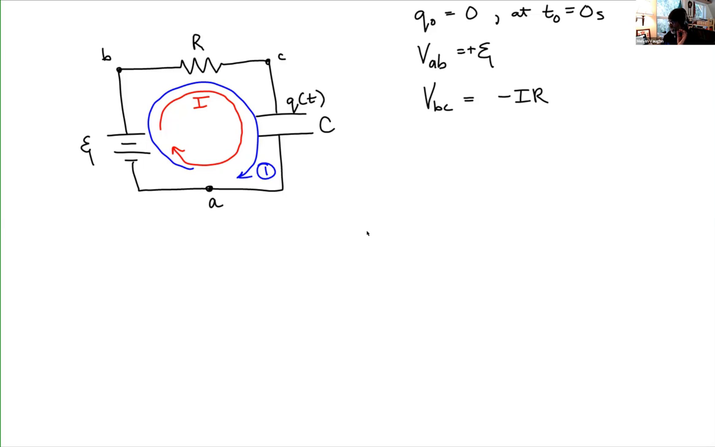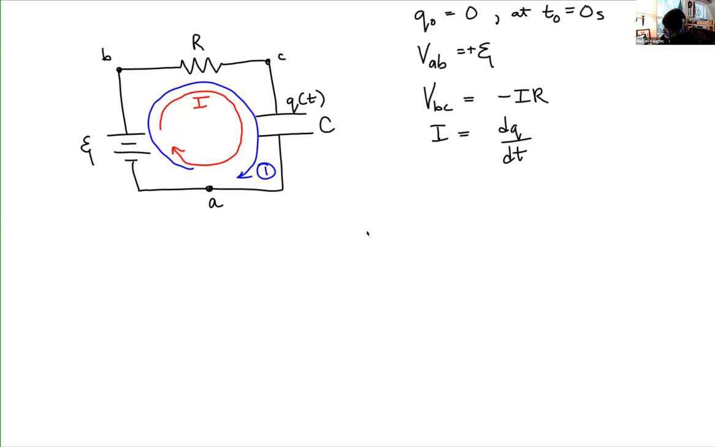One thing to know is the current is going to vary as a function of time because the charge is varying as a function of time. And remember, current is defined as the time rate of change of charge past a point.